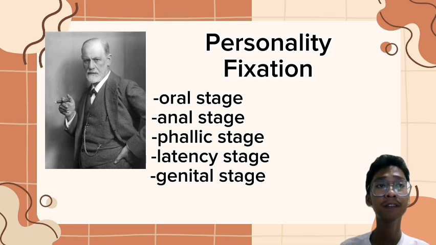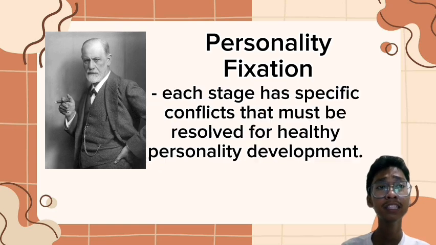Successful navigation of the earlier stages leads to healthy relationships, a balanced approach to love and work, and the development of a sense of connection with others. Each stage has specific conflicts that must be resolved for healthy personality development. If conflicts are not adequately resolved, the person may exhibit behaviors associated with that stage later in life. For example, someone fixated in the oral stage may develop habits like smoking or overeating, reflecting unresolved dependency issues.